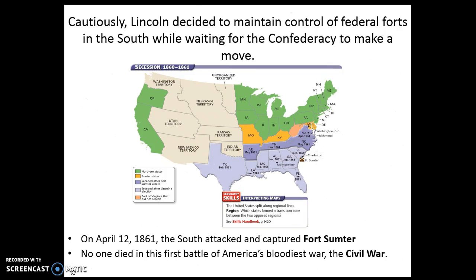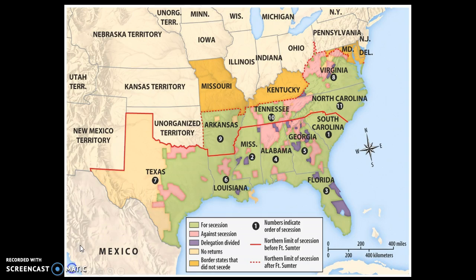So on April 12, 1861, the South attacks and captures Fort Sumter, off the coast of Charleston, South Carolina. No one died, and ironically it's the first battle of America's bloodiest war, the Civil War. So the Fort Sumter attack in April of 1861 is the beginning of this war.